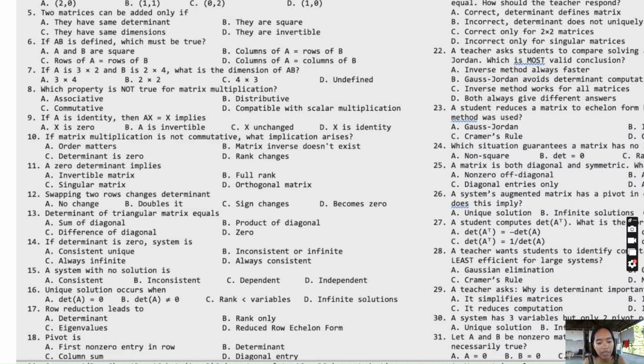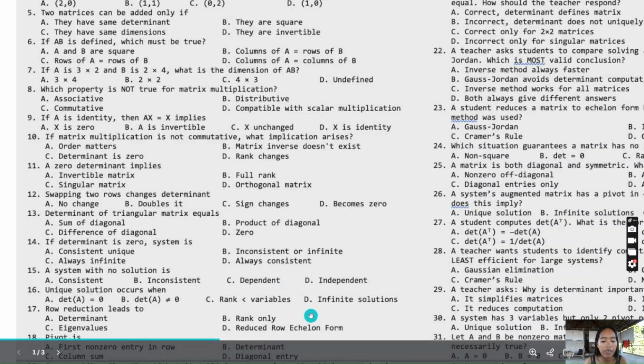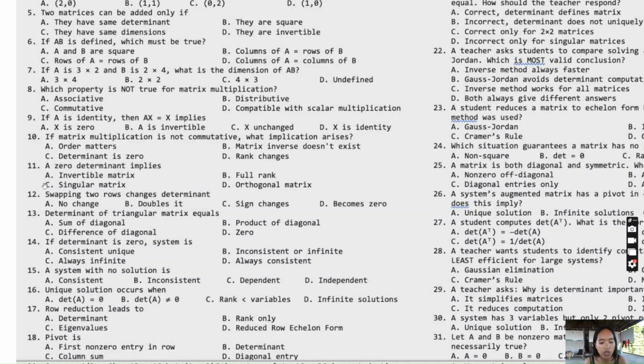So in our number 7, the question is, if A is 3 by 2 and B is 2 by 4, what is the dimensions of AB? When we multiply a 3 by 2 and a 2 by 4 matrix, the inside numbers must match, and they do because both are 2. Then the answer will take the outside dimensions, which are 3 and 4. So, AB is equal to 3 by 4. Therefore, the correct answer is letter A, which is 3 by 4.